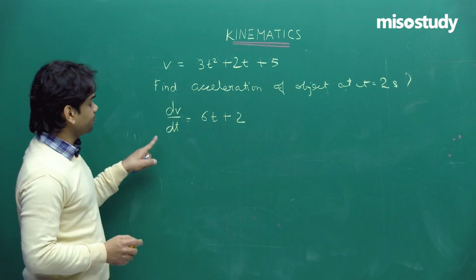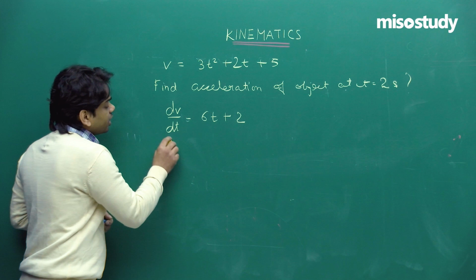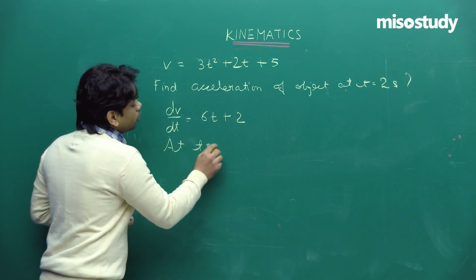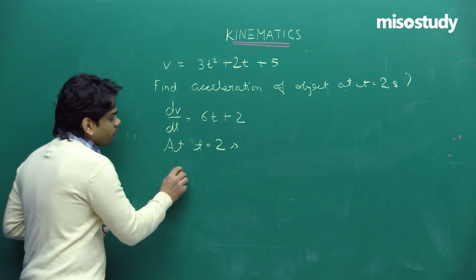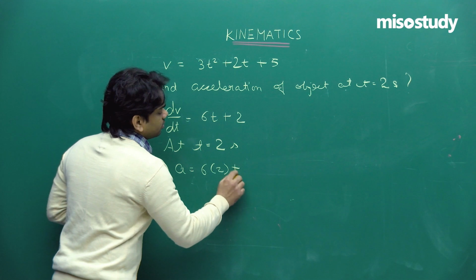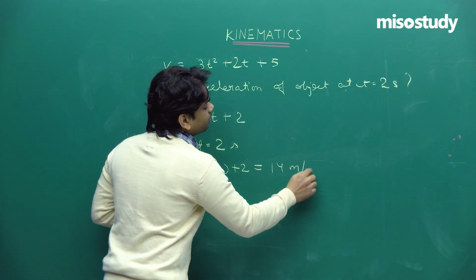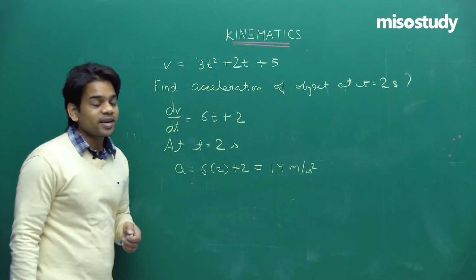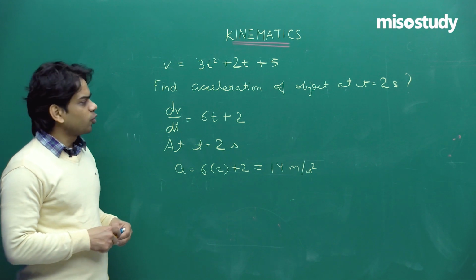Now suppose we want to find the acceleration at t equals 2 seconds. Substitute the value of t equals 2 seconds in this equation. We will get a equals 6 into 2, 12, plus 2, that is 14. Let's say the units are given in meters and seconds, so it will be meter per square second. One more thing you can learn, that the unit of acceleration is meter per square second. That is not too tough to understand.